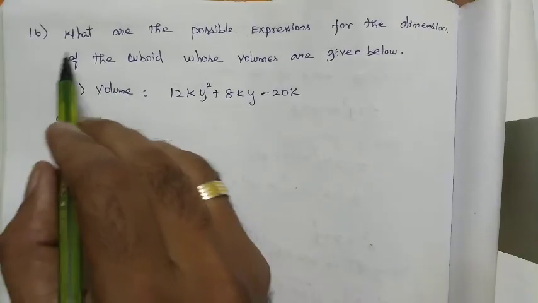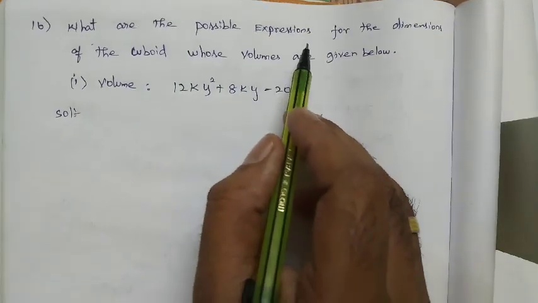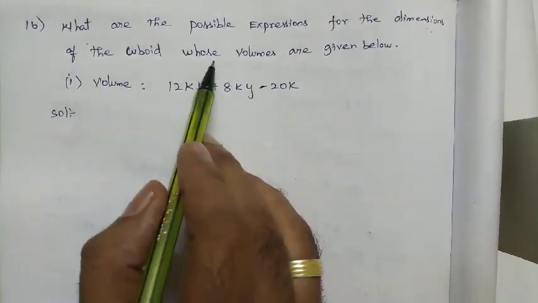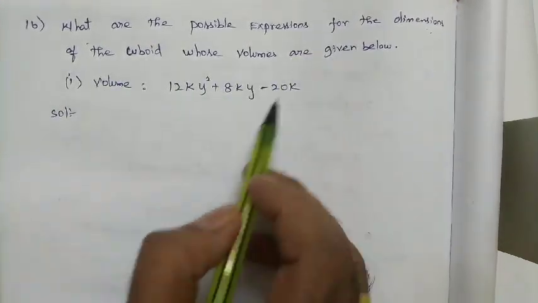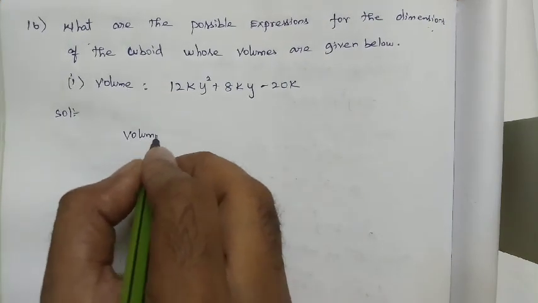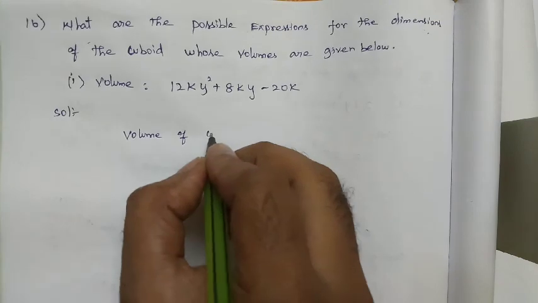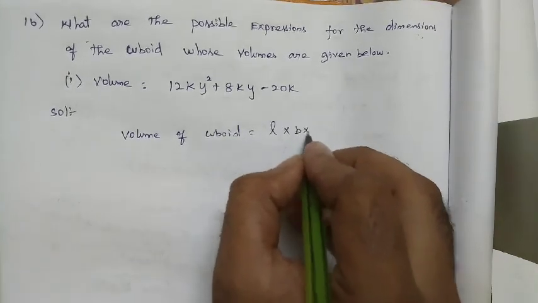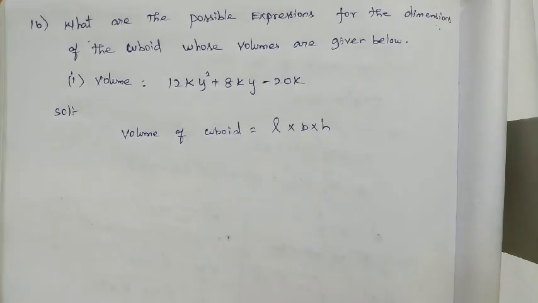So number 16, what are the possible expressions for the dimensions of the cuboid whose volumes are given below. They have given the volume of cuboid. So first of all, we want to know the formula. What is the formula for volume of cuboid? It's nothing but L into B into H, length into breadth into height, right?